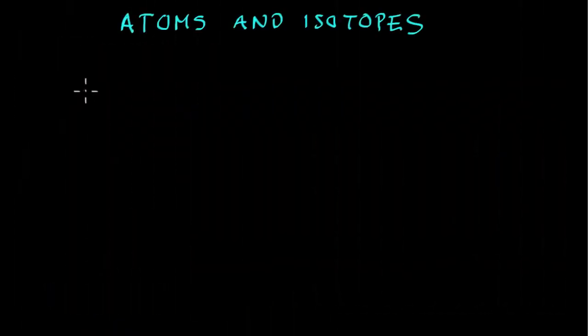This session is called Atoms and Isotopes. Now, the whole idea of the atom came about in about the year 1800. So this is where we start. We need a little history.